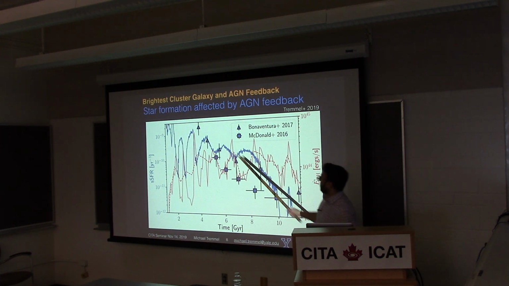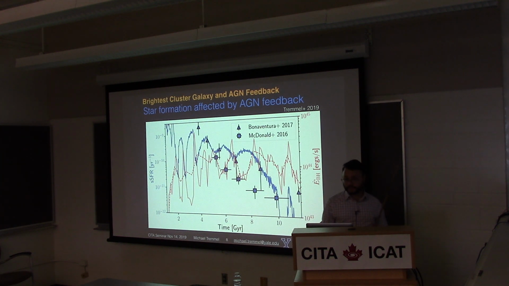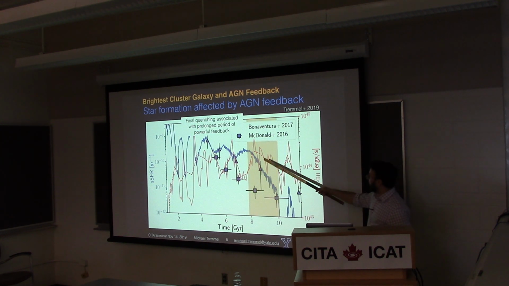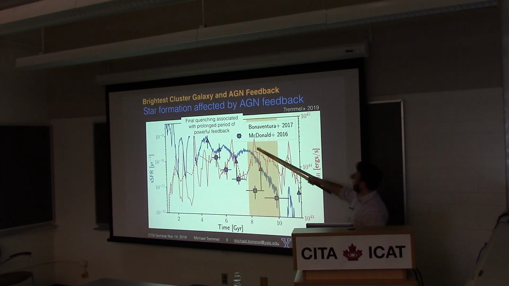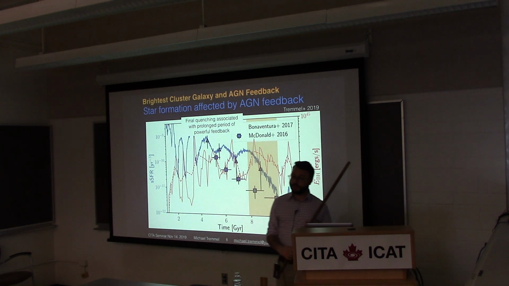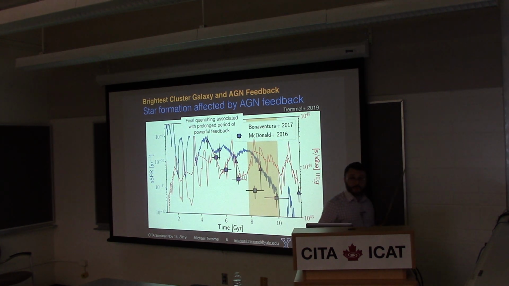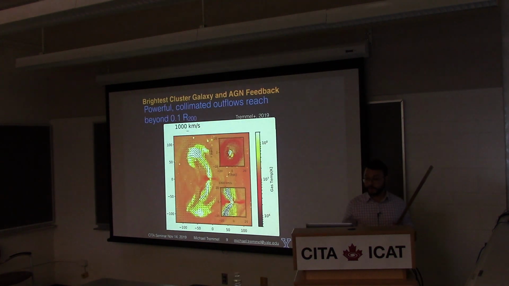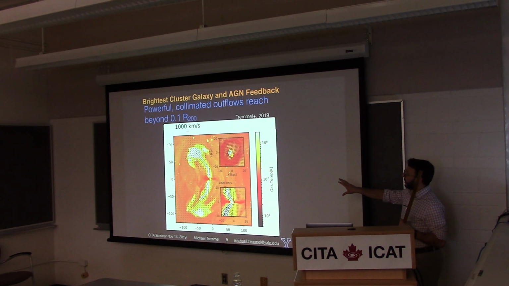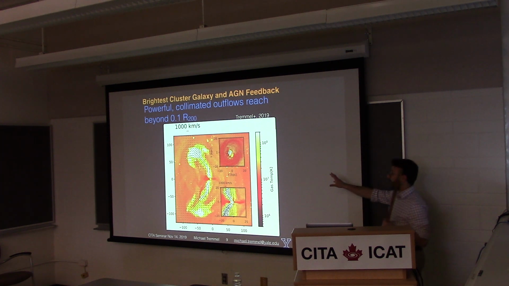The diamonds in particular, I believe, are just for typically cool core clusters as we have in RomulusC. But we have this period of time right here where we have a bit of prolonged black hole feedback that also coincides with a significant drop and eventually quenching of star formation in the central BCG. And this is due to feedback from the black hole driving these large-scale collimated outflows out to very large radii.